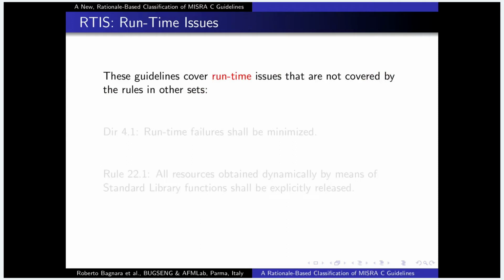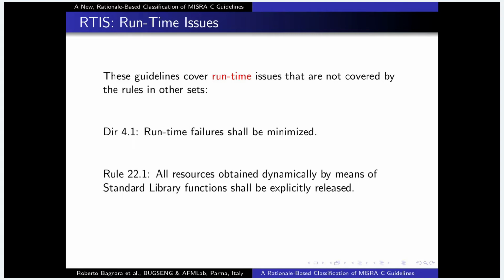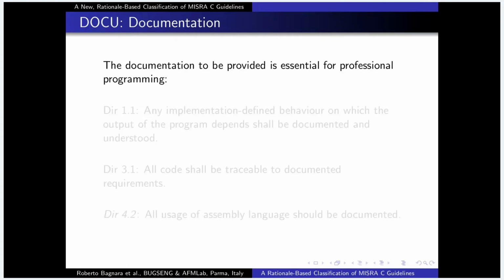Runtime issues. This is class RTIS, and this guideline covers runtime issues that are not covered by other rules in the set. So, for example, Directive 4.1 says that runtime failures shall be minimized, and Rule 22.1 says that you have to explicitly release all the resources, not just memory, but all the resources that you have obtained dynamically by means of the standard library functions.